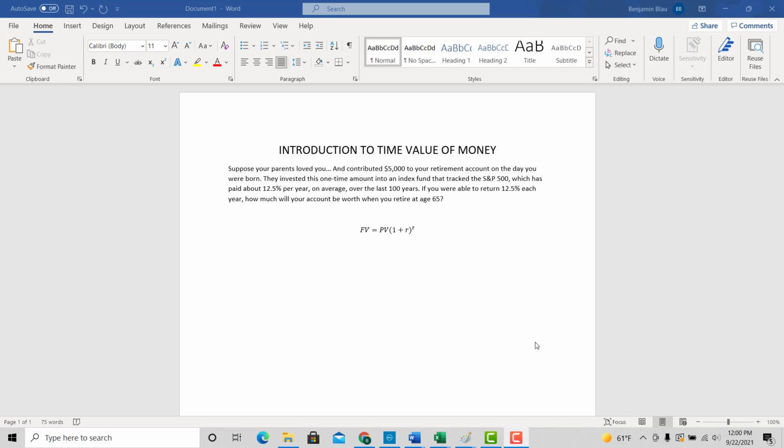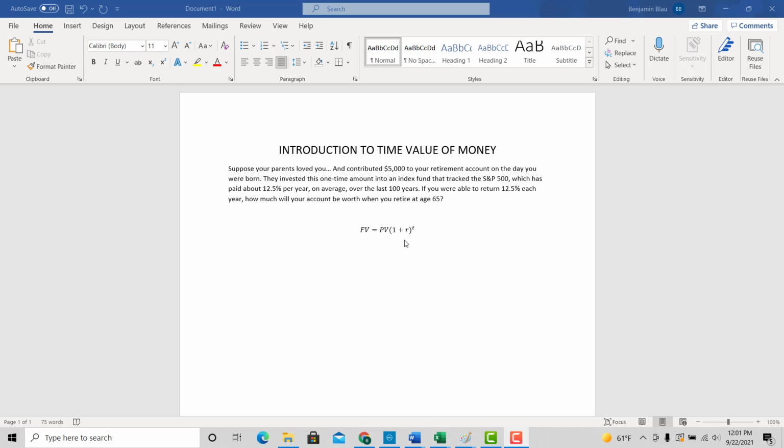And we also developed the idea to come up with this formula, which states that the future value of any lump sum amount is equal to the present value times 1 plus the rate of return R raised to the power of t, where t represents the number of compounding periods. In this particular problem that we worked in the previous video, t was 65 and R was 0.125 or 12.5%, the rate of return on an index fund that tracks the S&P 500.